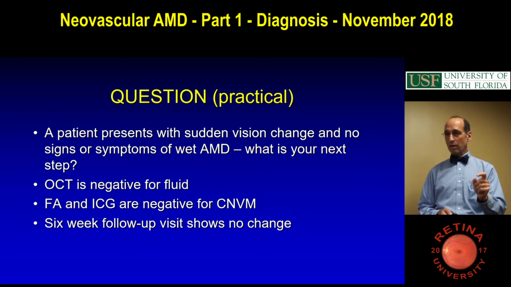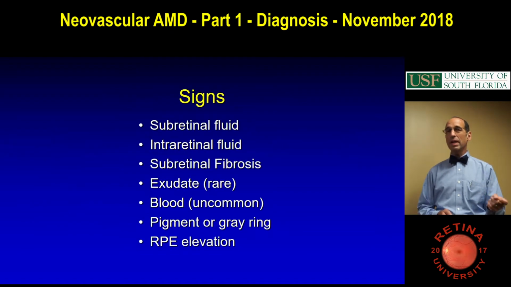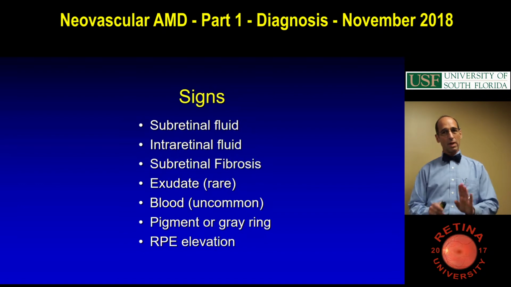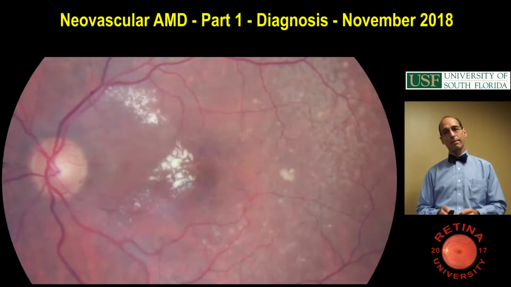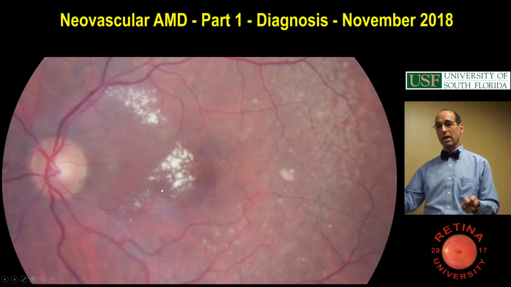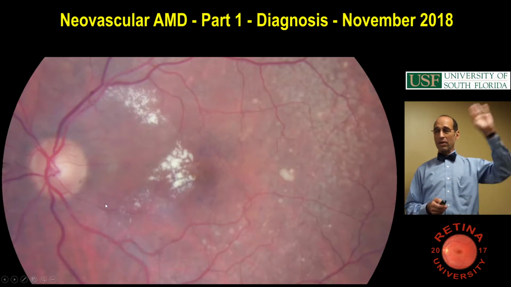It used to be critical to find it quickly when we did laser, but even now, the sooner you find them, the better. There is a medical thing where a delay in diagnosis is considered inappropriate. So your signs are subretinal fluid, intraretinal fluid, subretinal fibrosis sometimes, exudate, blood, pigment or gray ring, and RPE elevation. And here are pictures. This is someone who presented with wet AMD, and I'll show you more pictures of this person later. There's fluid and there's exudate.